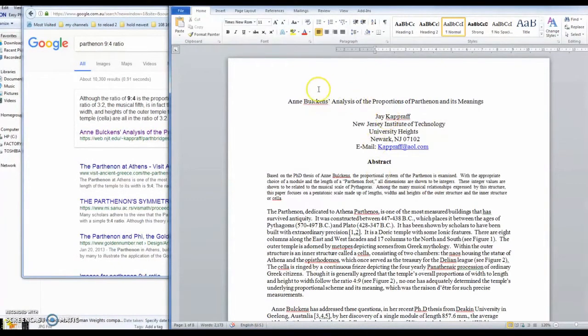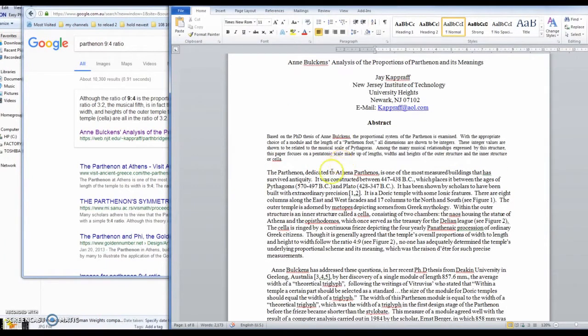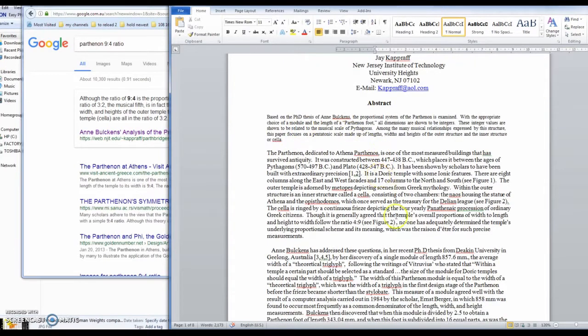Okay, so Anne Bulkens' analysis of the proportions of the Parthenon and its meaning. Basically she's talking about the musical proportions which are based in there, and also in regards to the measuring systems. It's also worth noting that, as with many of these older temples, it was also a treasury building. So the Delian League, if we go there, it served as a treasury for the Delian League.